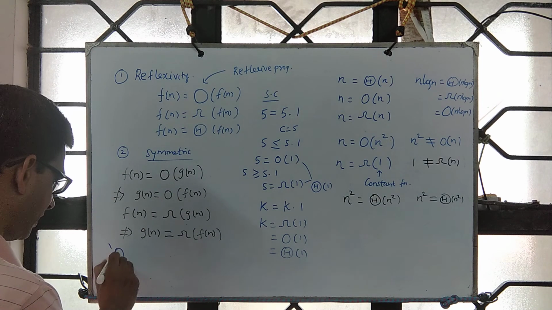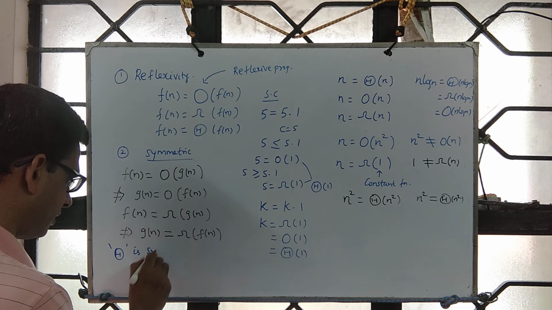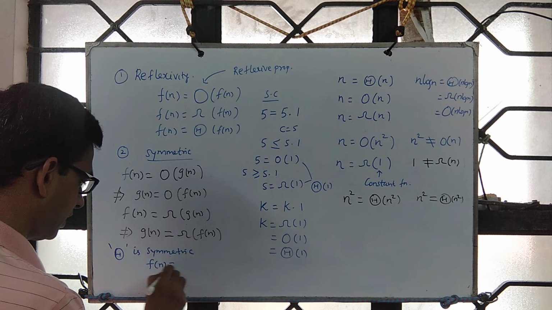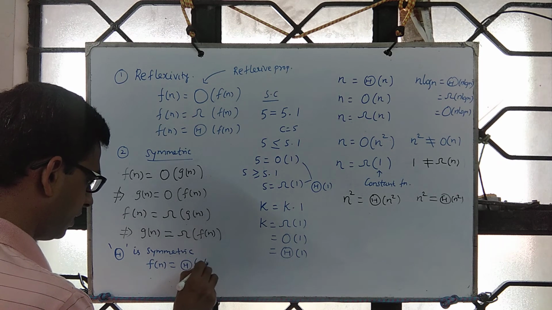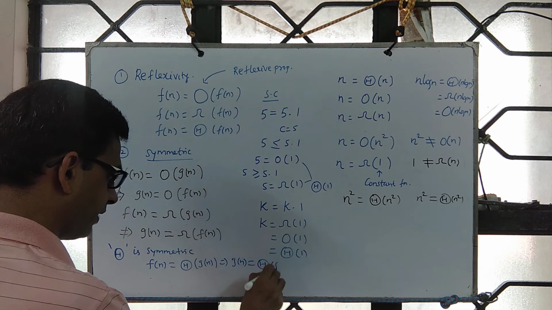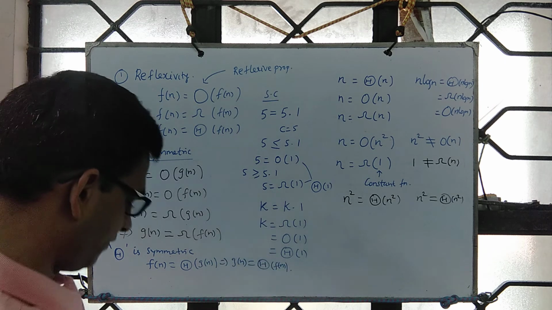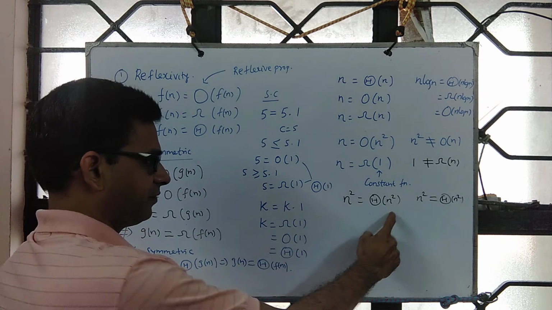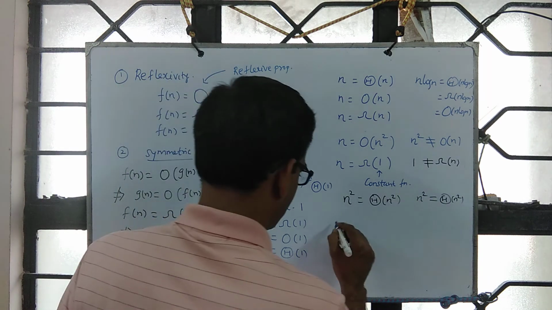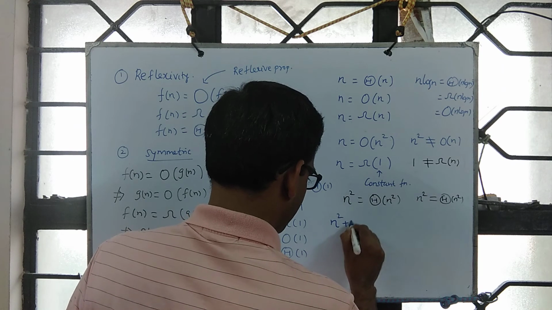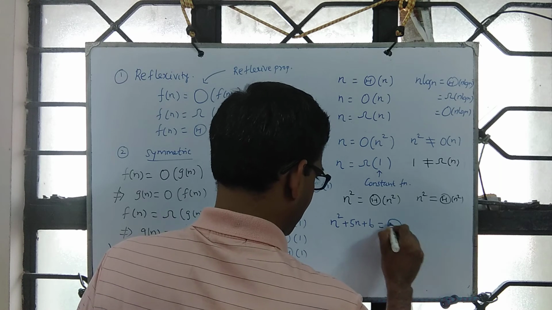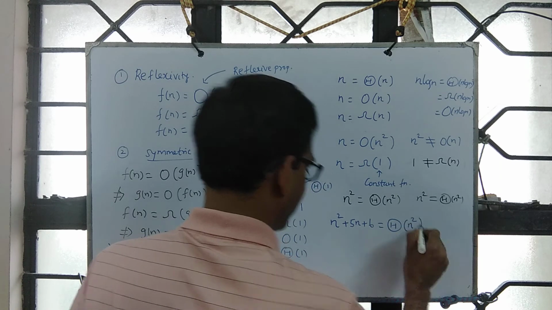but theta is symmetric in nature. So theta is symmetric. So f of n is theta of g of n implies that g of n is theta of f of n. Fine, as you can see, n square is theta of n square, so therefore this. One can also take like this. So n square plus 5n plus 6, we say it is theta of n square.